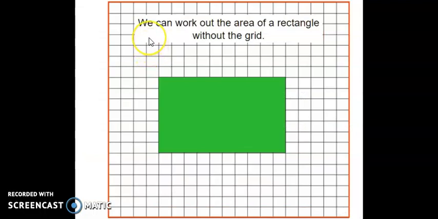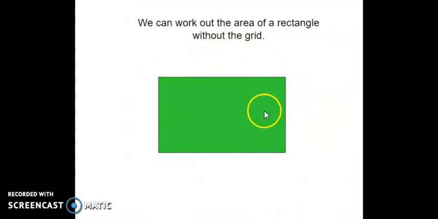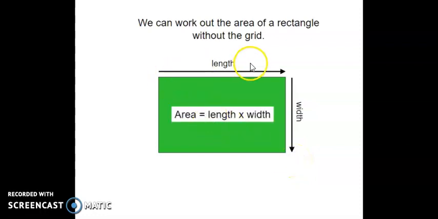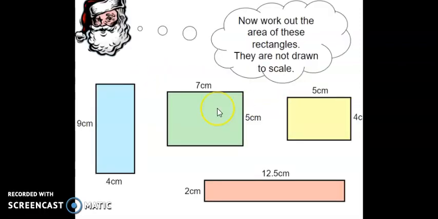Now here they said we can work out the area of a rectangle without a grid also. If there is no grid, then how can we measure the area? I have to find the length of the side, then find the width of the side. After that we have to multiply. If there is no grid inside it, by using a ruler I can measure the length of that object, and also the width. After that we need to multiply.